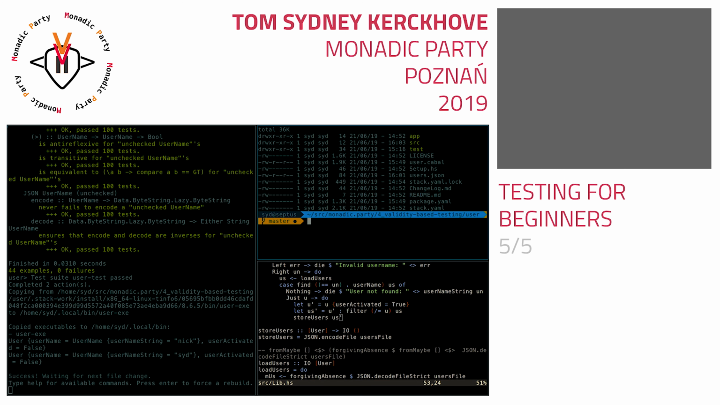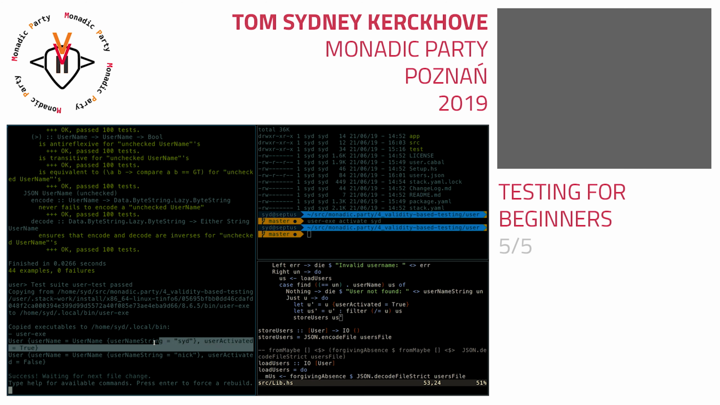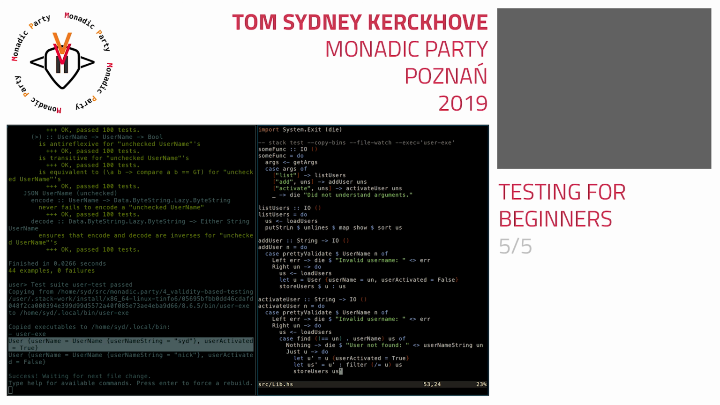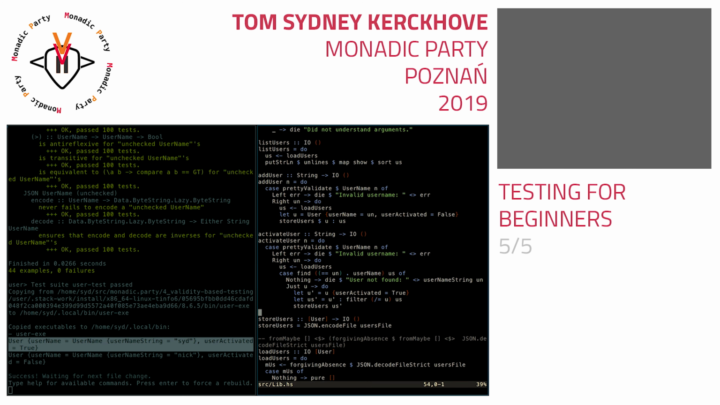If I now do user exe activate SID, voila, now SID is on top because it's activated. Ta-da! So that's the whole tiny little project that I had in mind. I have plenty of time left, so if there are any other features or more interactions with testing that you'd like to see, let me know and maybe I can come up with something. Although, can we somehow deduplicate the code in add user?